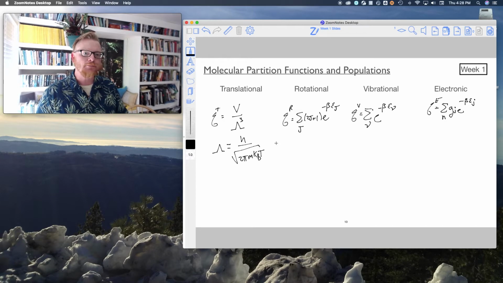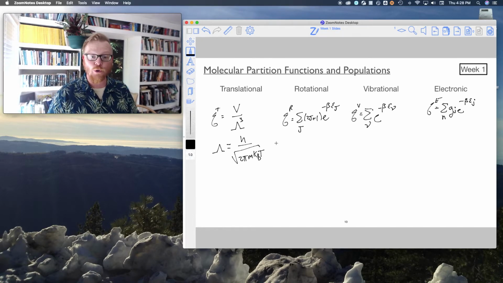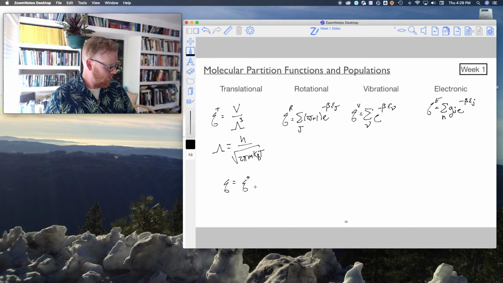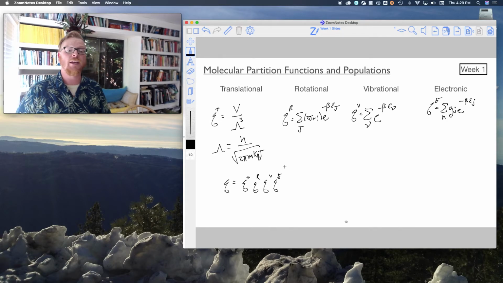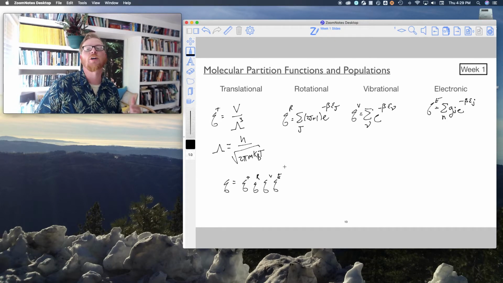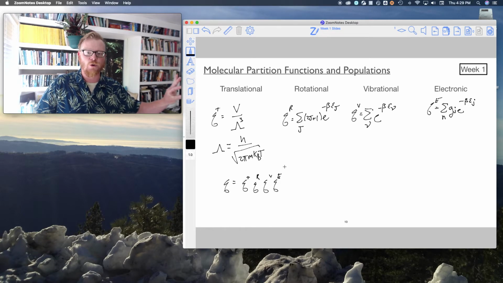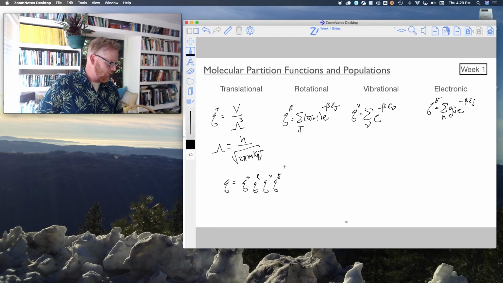And if we want to know information about our total state here, so let's see, how can we write this up? So my total partition function is going to be a product of all of these. So QR times QT times QV times QE. So we can talk about a total molecular partition function, which is going to give us the population of every single one of these states. It gives us the full picture of the molecule, okay?